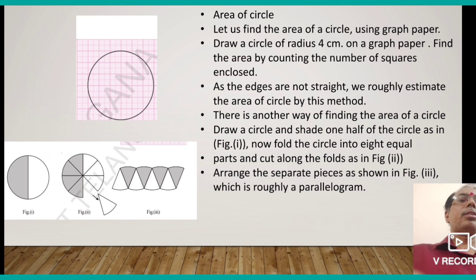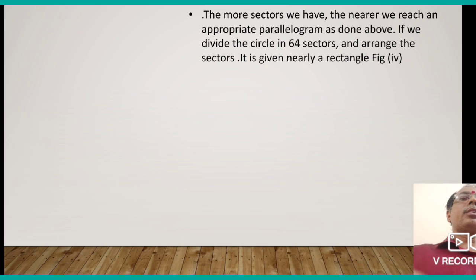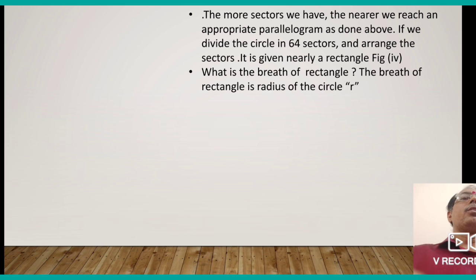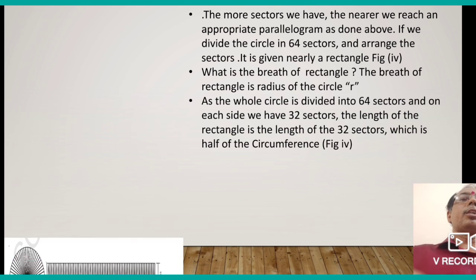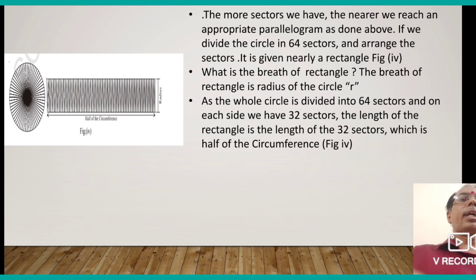Arrange them like shown in figure 3. Arrange the separate pieces as shown in figure 3, which is roughly a parallelogram. Now the more sectors we have, the nearer we get to a proper parallelogram as done above. If we divide the circle again into 64 sectors and arrange the sectors, it gives nearly a rectangle. If we fold the circle many more times, then we get a rectangle shape.